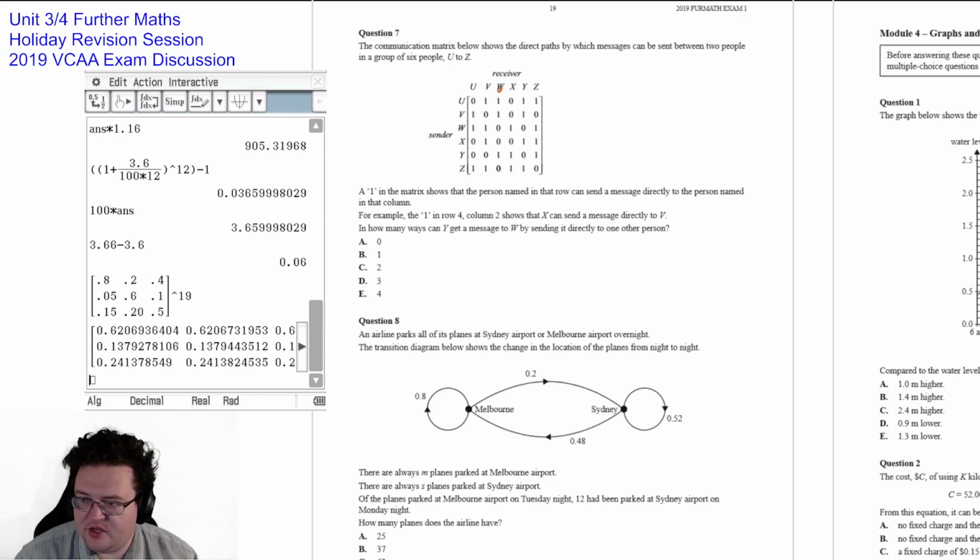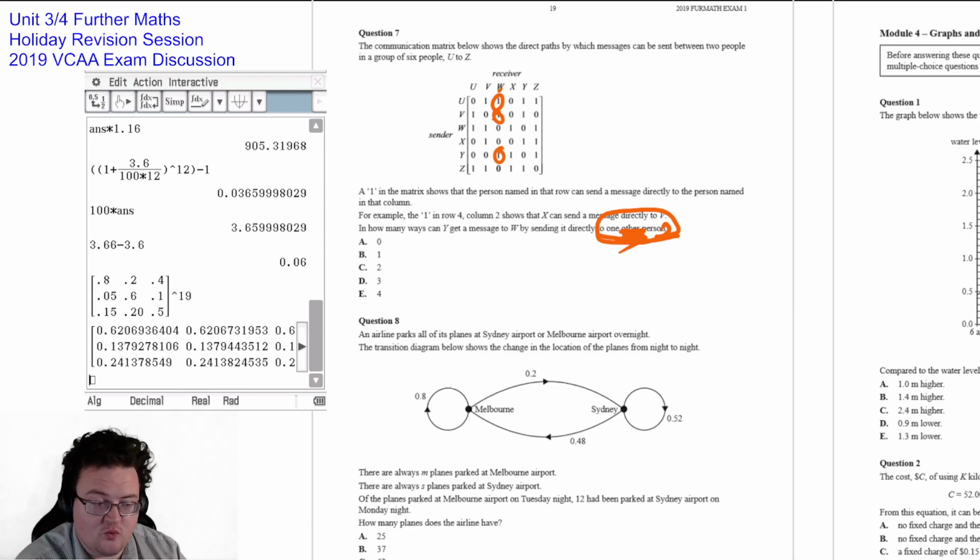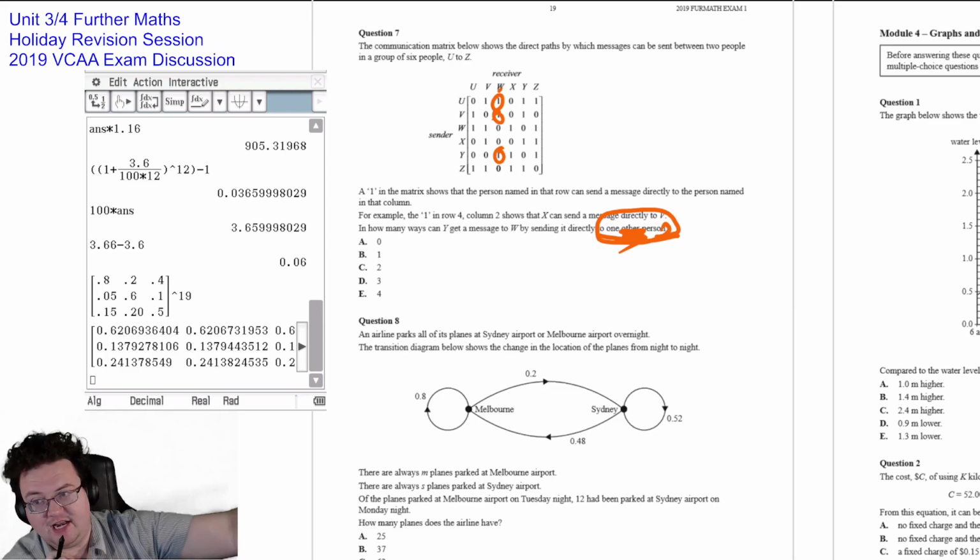The receiver W can only get them from these 3 here. To one other person. Other is the important bit there. Y can send directly to W, no problem. But the question is, how many ways can Y get a message to W directly through another person? And through another person, that answer is 0.